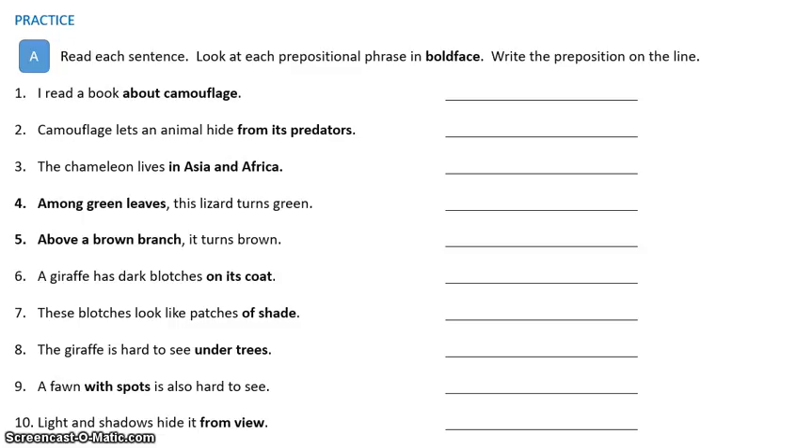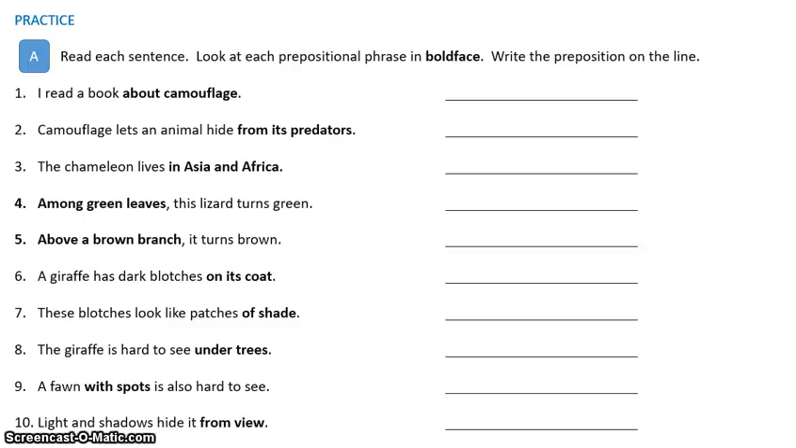Now, if they didn't boldface the whole prepositional phrase for you, then that's a little tougher, because then you have to look back on that list and see if you can pick out the word that is the preposition. But they made it so easy for you. So let's look at the first one. I'm going to do the first one with you, then you can do the rest because this is an easy assignment. So, I read a book about camouflage.